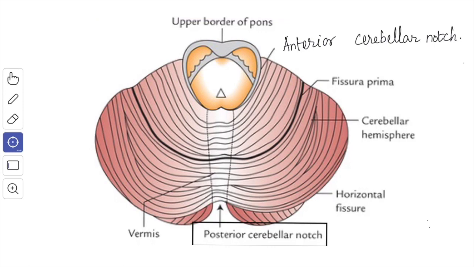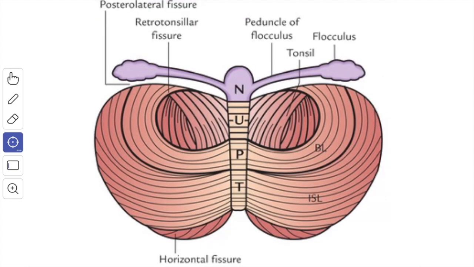Next we'll see the surfaces. So this is the superior surface of the cerebellum. The superior surface of the cerebellum is convex and the two cerebellar hemispheres are continuous with each other on this surface. This is the inferior surface. The inferior surface presents a deep median notch that is called the vallecula, which separates the two cerebellar hemispheres. The floor of the vallecula is formed by the inferior vermis and it is limited on each side by the sulcus valleculae.